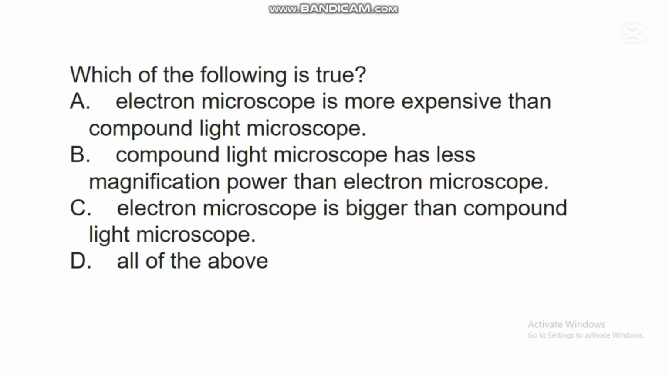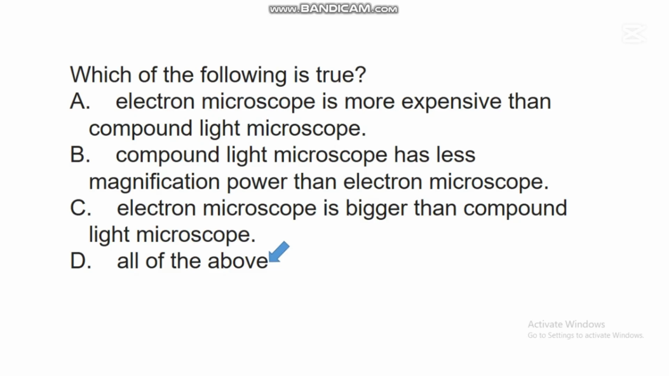The next question says, which of the following is true? A. Electron microscope is more expensive than compound light microscope. B. Compound light microscope has less magnification power than electron microscope. C. Electron microscope is bigger than compound light microscope. D. All of the above. In this question, the correct answer is D. All of the above.